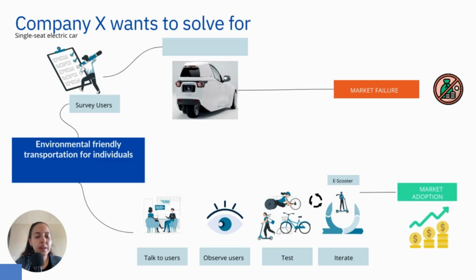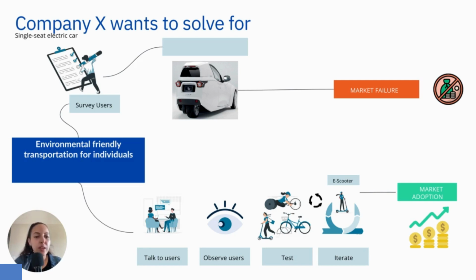Imagine there is this company that wants to solve for single seat electric cars. Imagine they're doing surveys, and then they end up building this one seat car. But what's going to happen? There is a market failure, but they just did not make it. They didn't make it, basically.